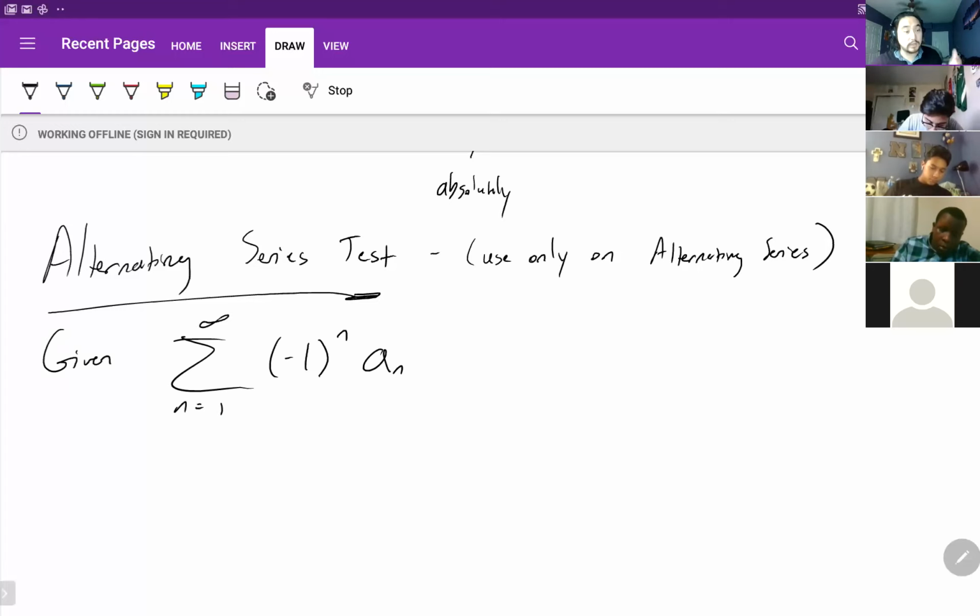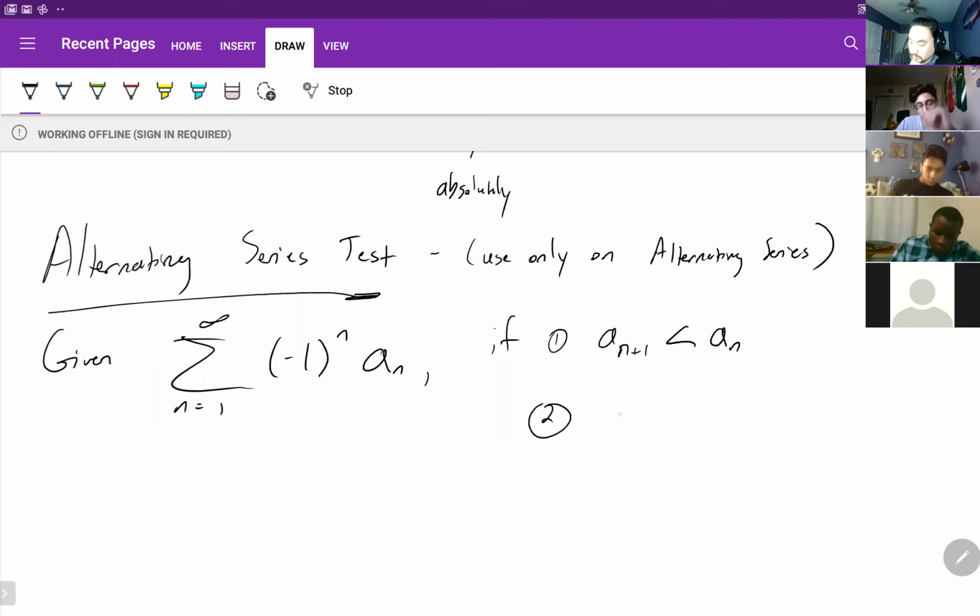So given an alternating series, you need to check for two things, kind of like the integral test. In fact, it's very similar to the integral test, but you need to check for two things, okay? If a sub n plus one is less than a sub n, and then the limit as n goes to infinity of a sub n has to equal 0.